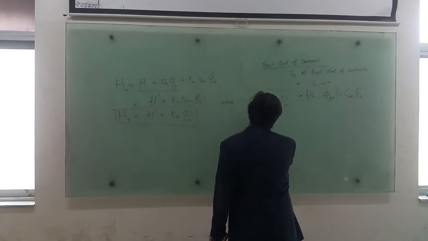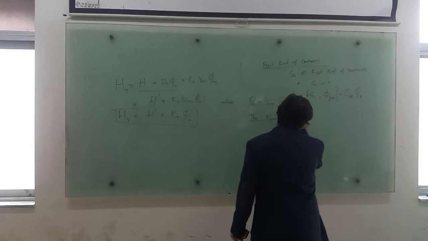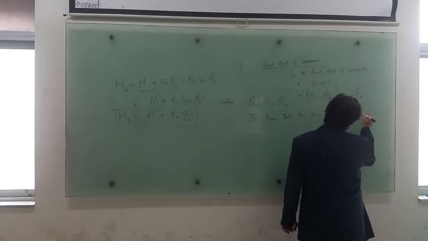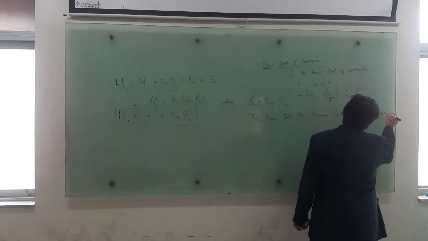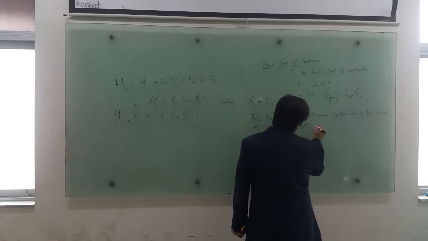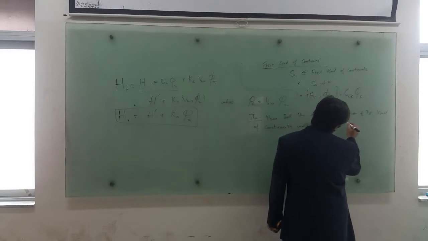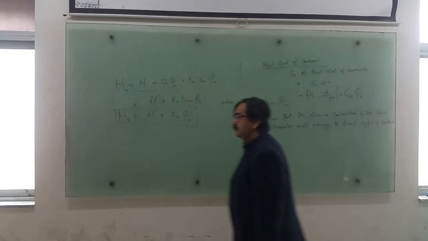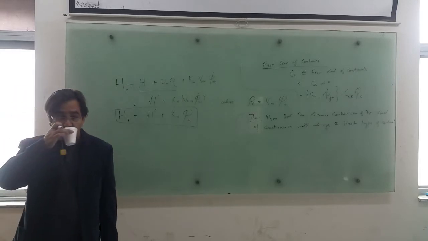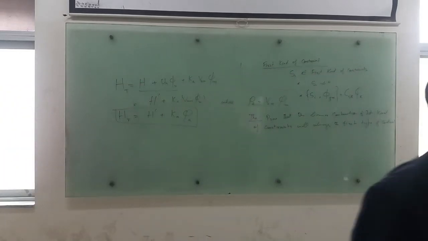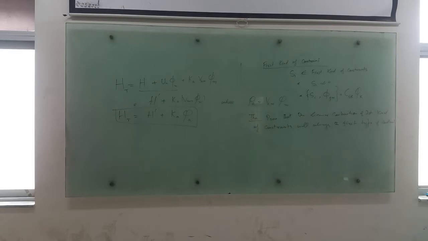there is some theorem. Prove that the linear combination of first kind of constraints will always be the first type of constraint. If we take a linear combination of the first type of the constraints, then that will always be a first type of constraint. Their linear combination will also be a first type of constraint.